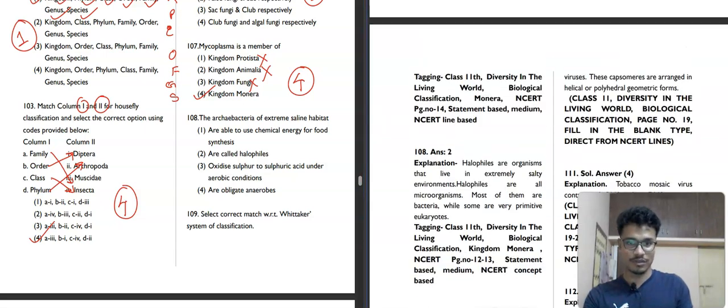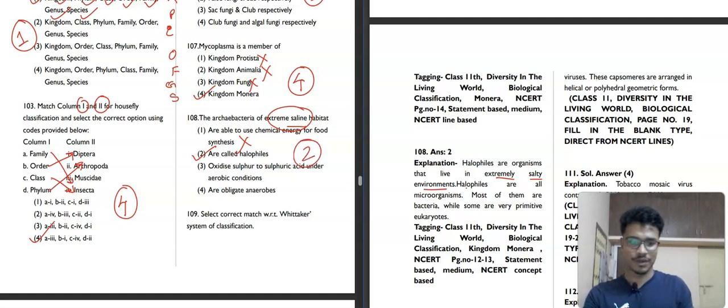Question number 108. The archaebacteria of extreme saline habitat are able to use chemical energy for food synthesis? Not at all. Are called halophiles? Yes. Halophiles are the organisms that live in extremely salty environment. So that's why you can say extreme saline, then saline means salty. Second option will be your correct answer here.